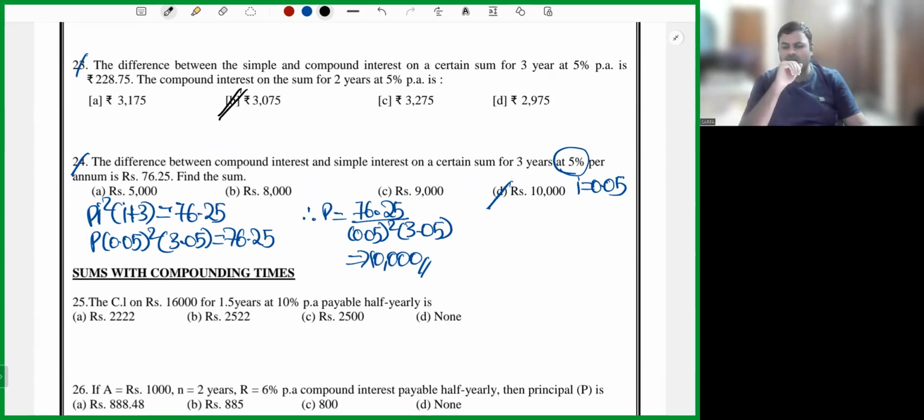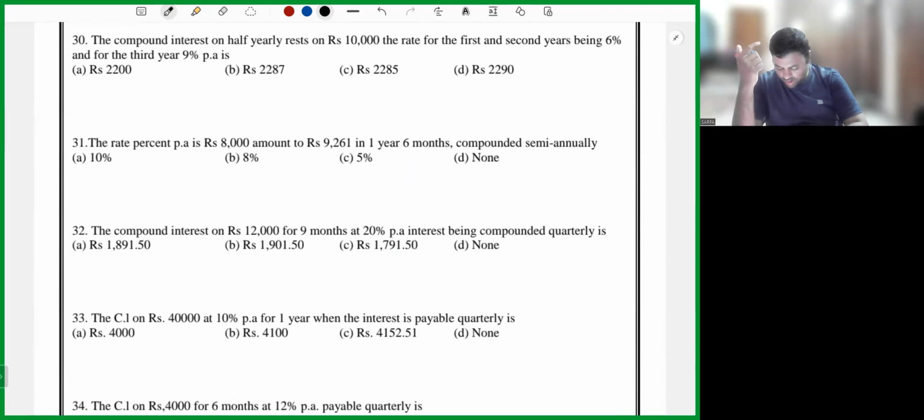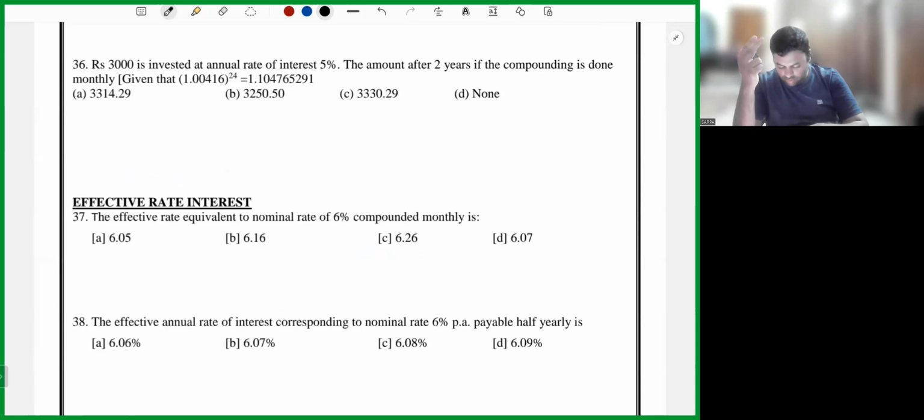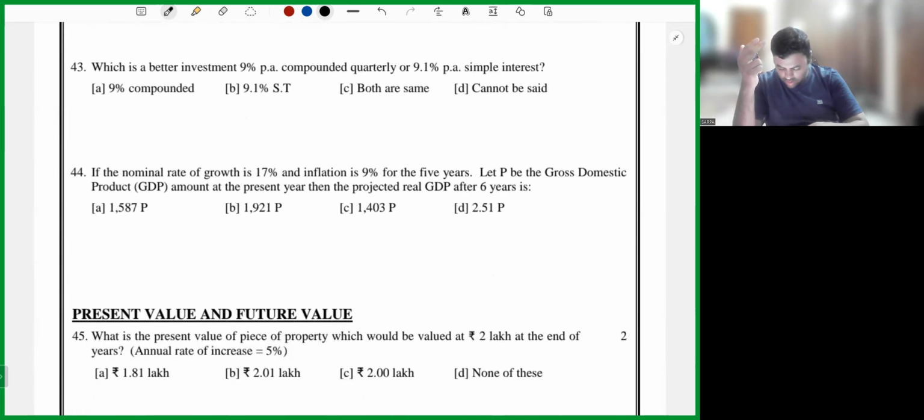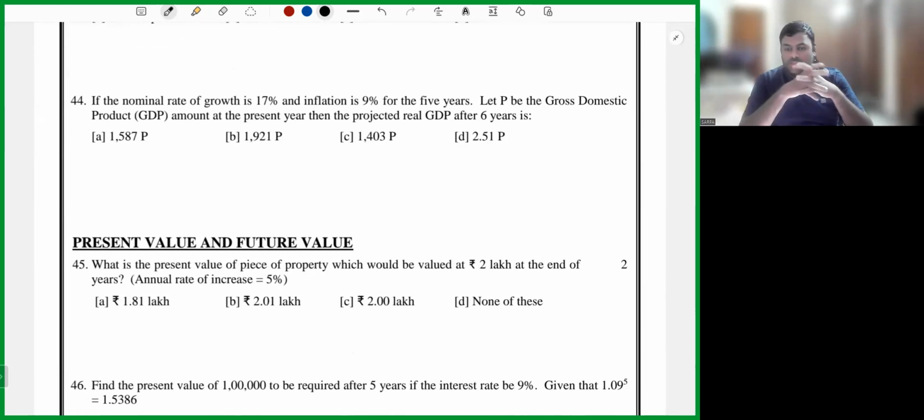Now, if you see, my dear friends, we completed difference between SI and CI. There is nothing much difficulty here. Next, what you have, sir? Next, we are having depreciation. We are having compounding times. We are having present value, effective rate of interest. We are having NPV computation. If that is done, our compound interest will be done. Let's proceed further.